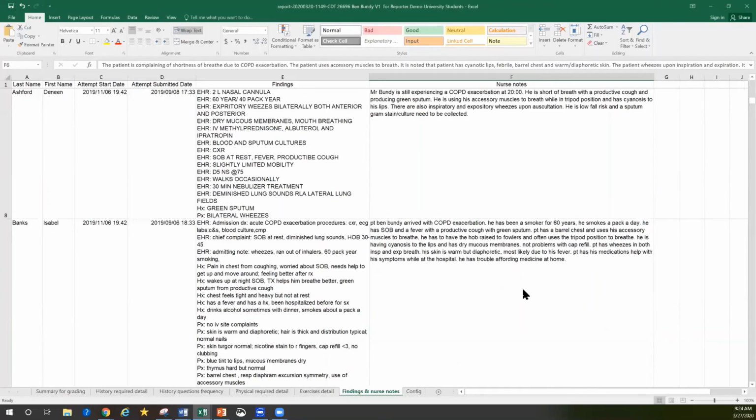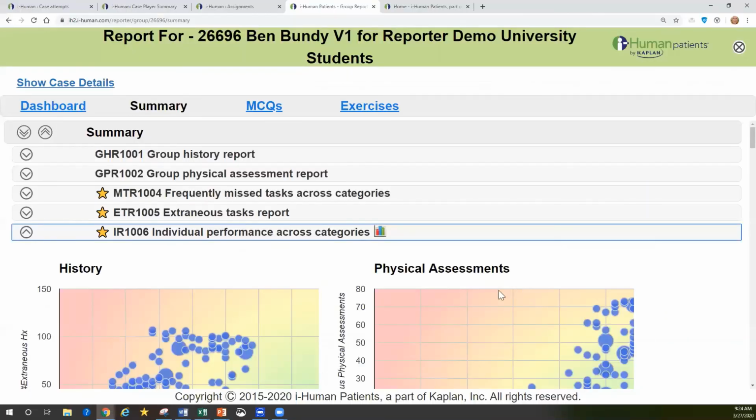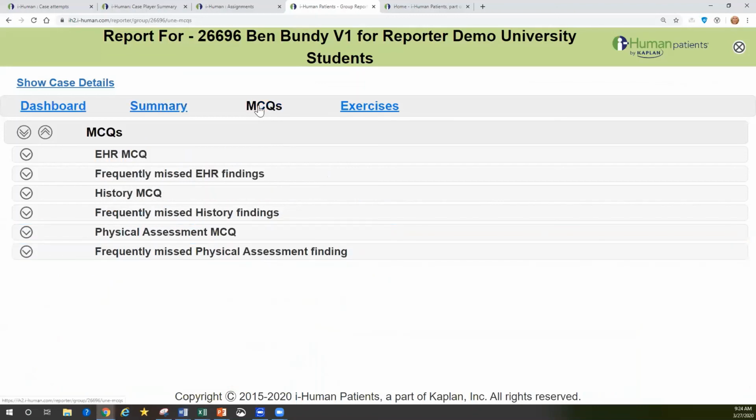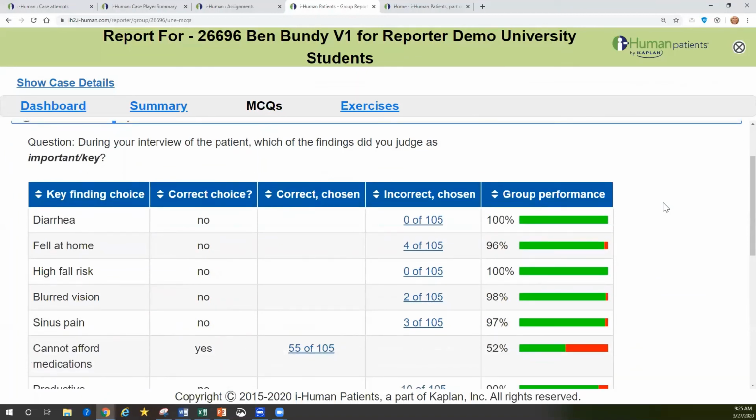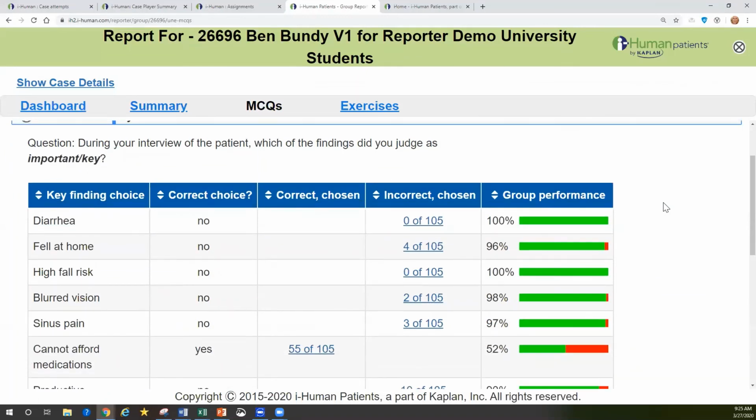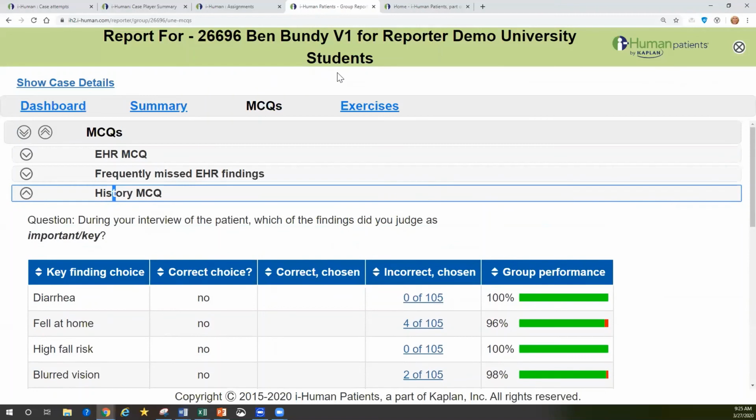So all the reporting features are really intended to help you get a quick bead on how your students are doing and then dig in on the individual information. So I have a lot of detail here as well as an overview. Okay, so we've covered reports in a lot of detail.